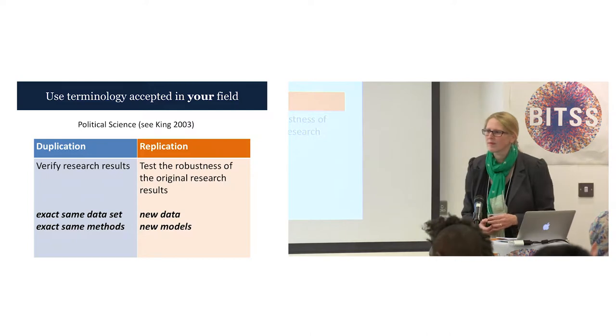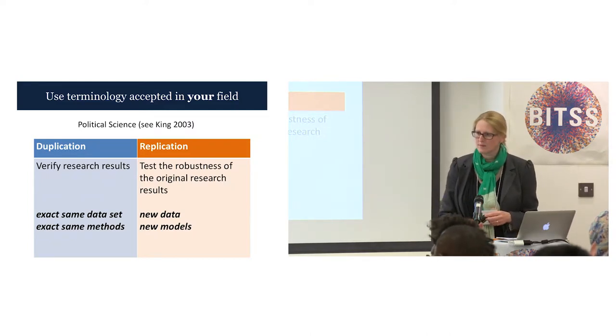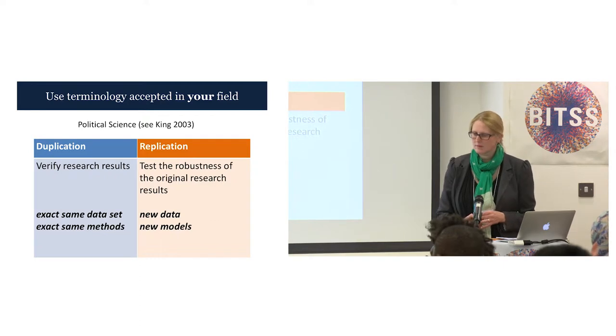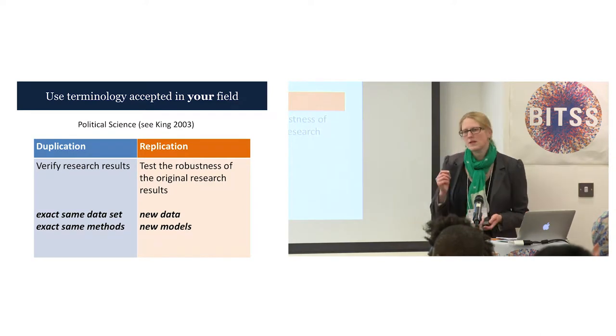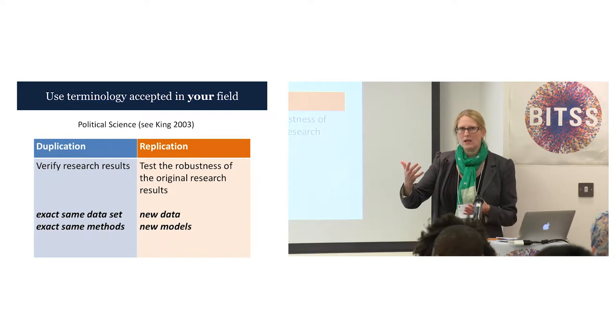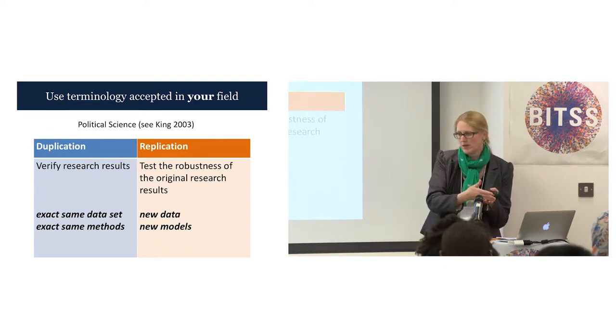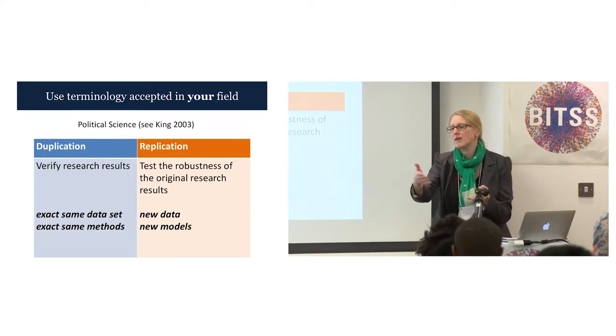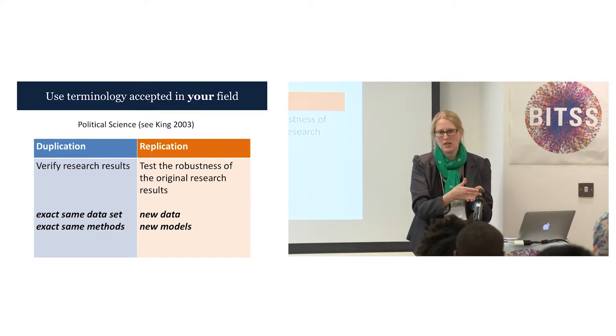Because I want to understand it before we go into the whole talk. So how does using completely different models with completely different data test the robustness of previous research? Because you would still test the same hypothesis. Say, globalization is bad for human rights, or foreign direct investment inflow is bad for human rights protection.